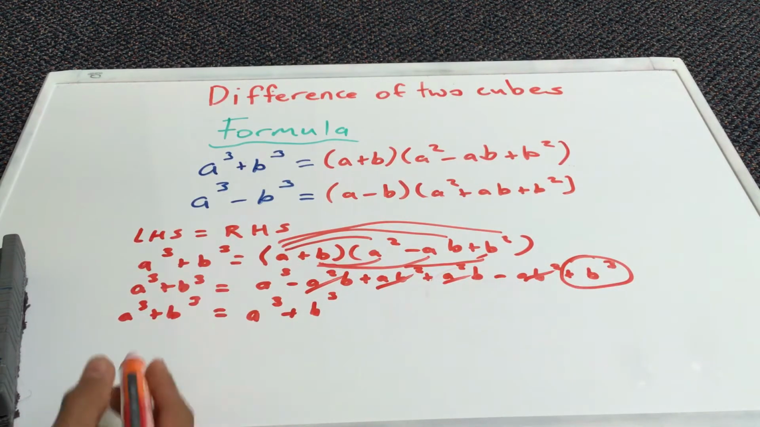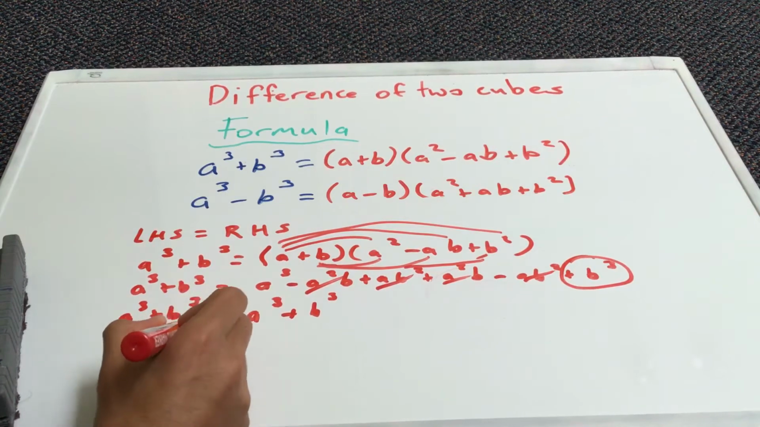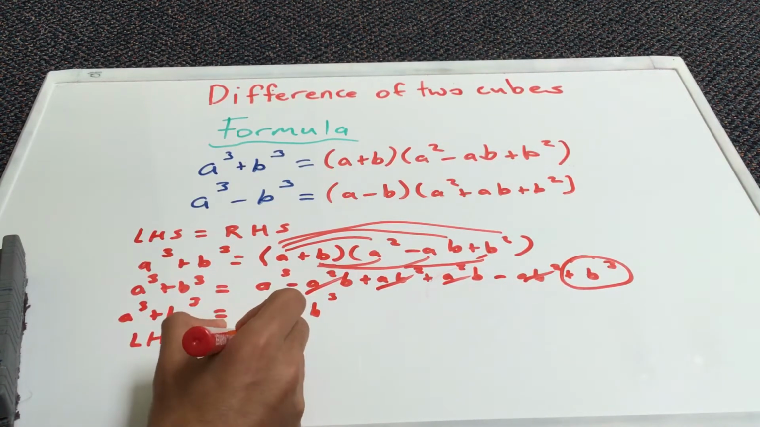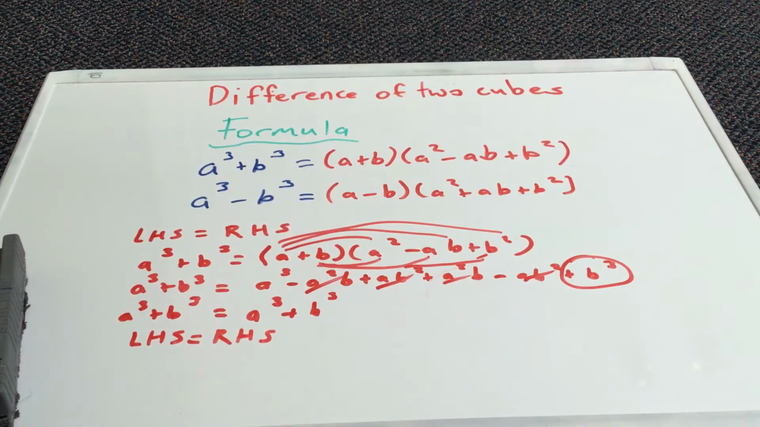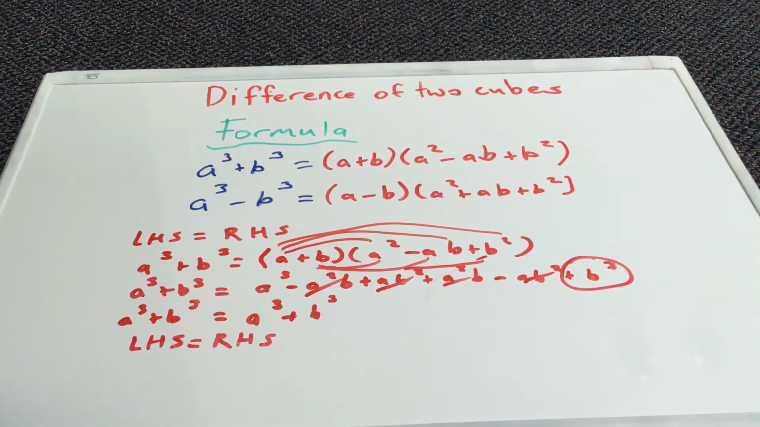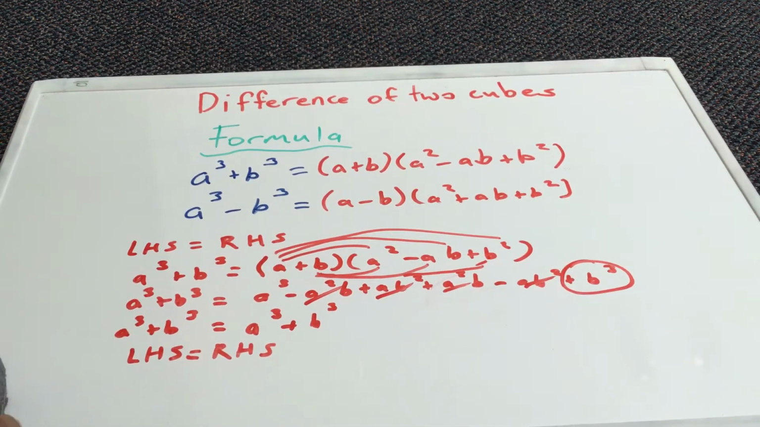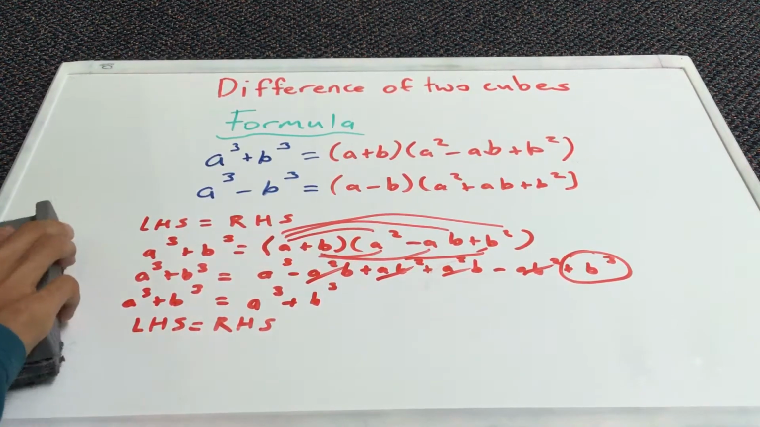So basically the left-hand side is equal to the right-hand side. And you get the point. If this one's equal to that one, that means the other one would be equal. So now we know that the left-hand side is equal to the right-hand side. Let's do some examples. So rub this out.